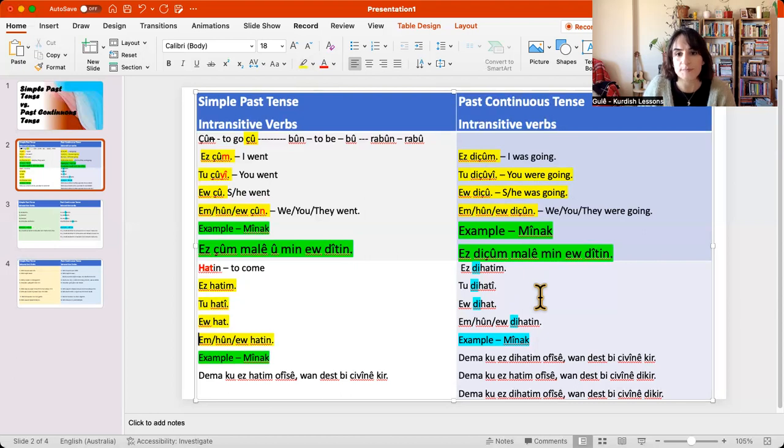Let's have a look at continuous. So what does it mean as the hatam? It means I was coming. To the hati, you were coming. He or she was coming. So hatam, the hatam. Hati, the hati. Hat, the hat. Hatan, the hat.